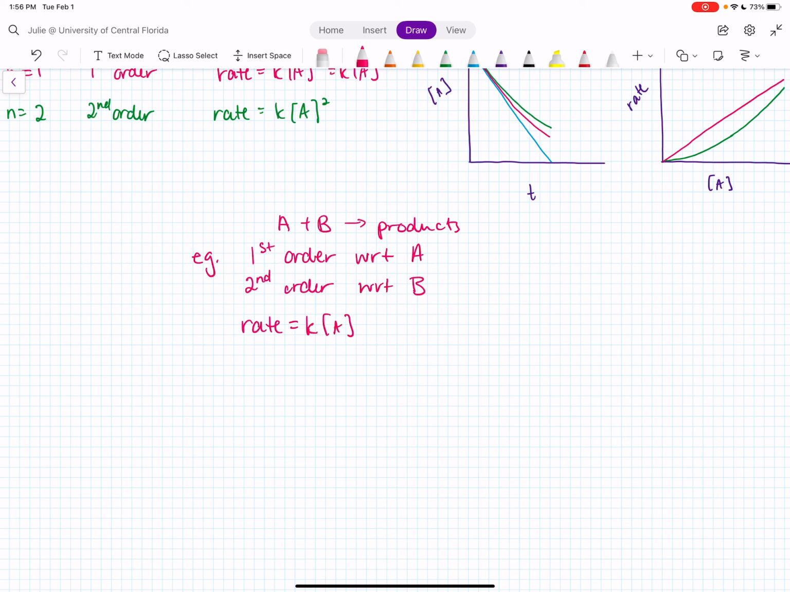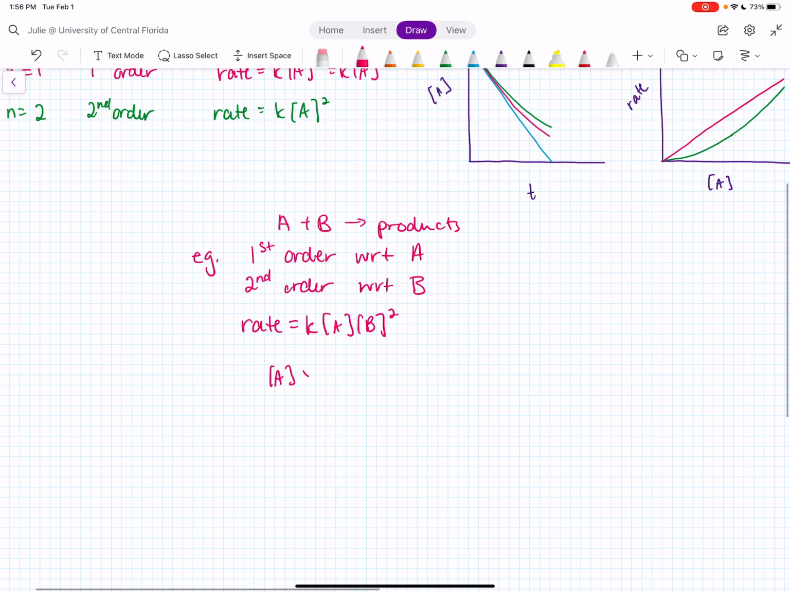Okay, this would be the rate law then. Rate is equal to K. You always put the K, the rate constant there, times the concentration of A, raised to the power of 1, which we don't write, and then times the concentration of B squared because it's second order. Right. Okay, now I want to know what's going to happen if I double the concentration of A and I double the concentration of B.